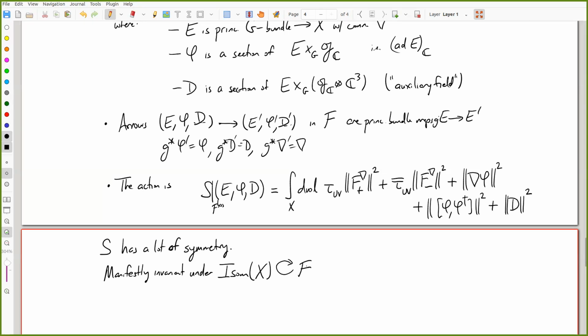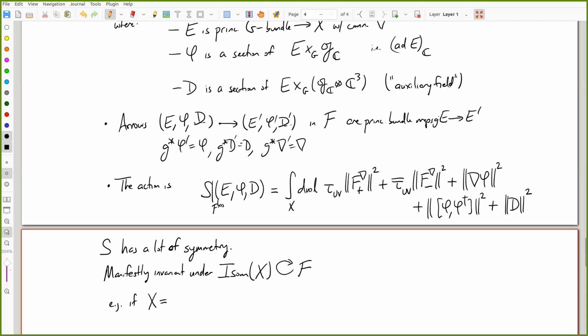So any map from X to itself would, by pullback, give an action on this field space. But in particular, if your map happens to be an isometry, then it'll preserve all the structure that goes into the definition of this action, at least for the bosonic part. And it's also true for the fermionic part, as long as this isometry lifts to a spin isometry, as long as it lifts to the spin structure. So what you can see easily is that this action is invariant under the isometries of X.